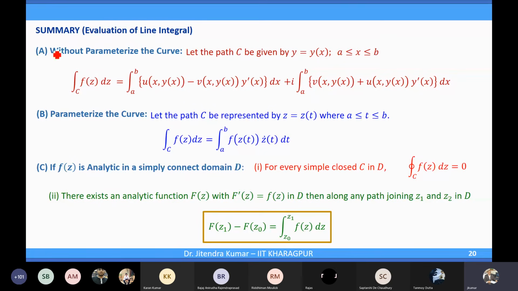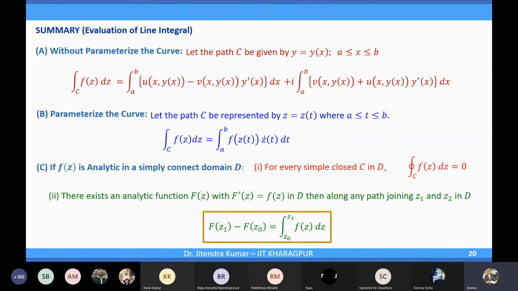So these are basically the three ways you have to keep in mind. In fact, the first two are more or less the same, the same technique of substituting the parametric form or the directly given function. And the second, when you have analyticity in a simply connected domain, then either you can apply this one if the curve is not closed, and you can find the primitive of the function in some simple cases, or if you have a closed curve, then you can apply the Cauchy integral theorem, and that value will be 0. So this is what we have learned so far.